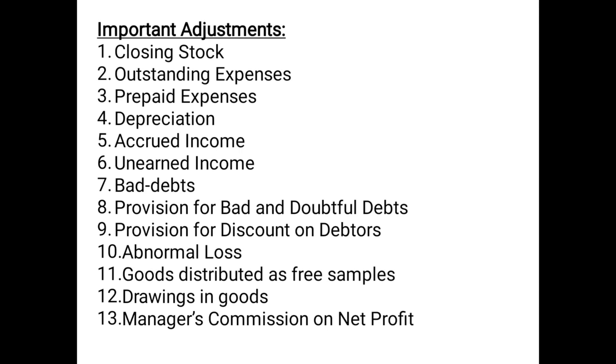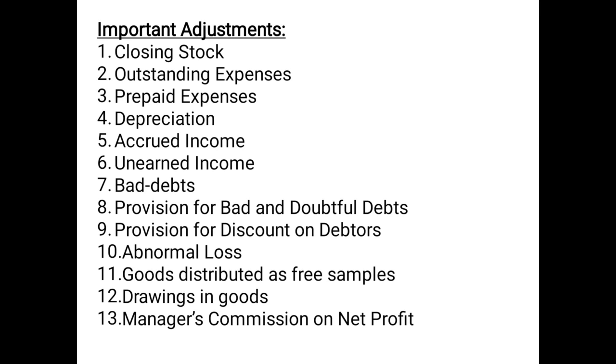Number one, closing stock. Number two, outstanding expenses. Number three, prepaid expenses. Number four, depreciation. Number five, accrued or outstanding income. Number six, unearned income, or we can say income received in advance or pre-received income. Then seventh point, bad debts. Eighth, provision for bad and doubtful debts. Next, provision for discount on debtors. Next, abnormal loss. Then goods distributed as free samples, drawings in goods, and manager's commission on net profit.